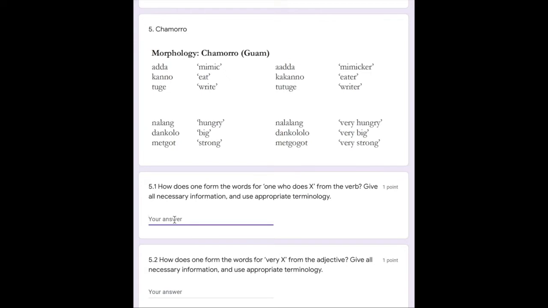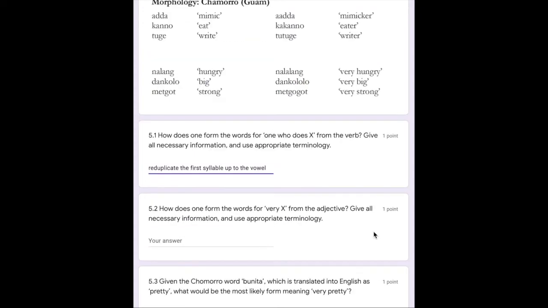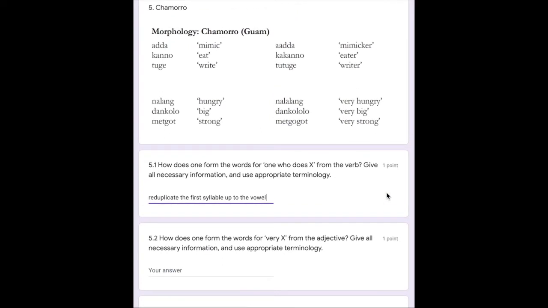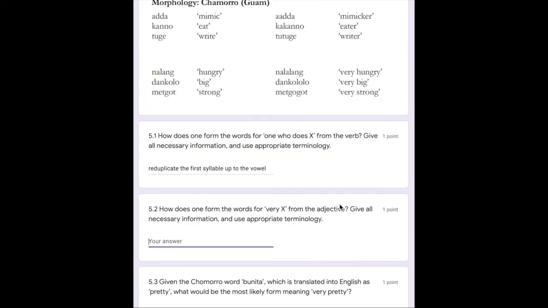So here, I'm going to first use the terminology reduplicate. And then I'm going to describe which sounds are reduplicated. Did you get it right or something similar? Now let's look at the second question.